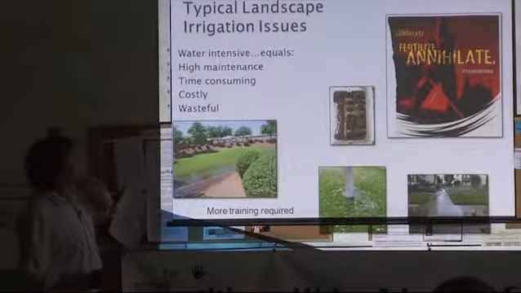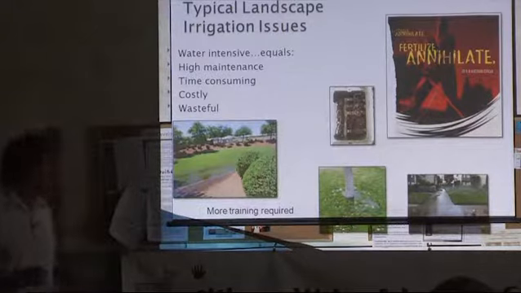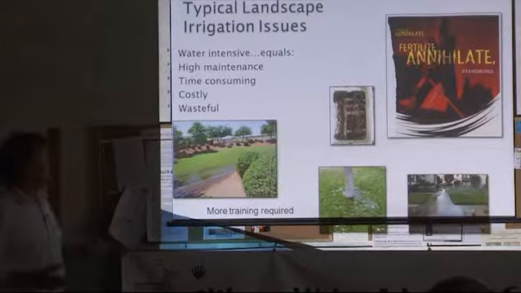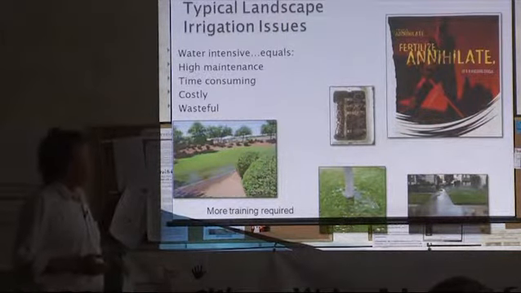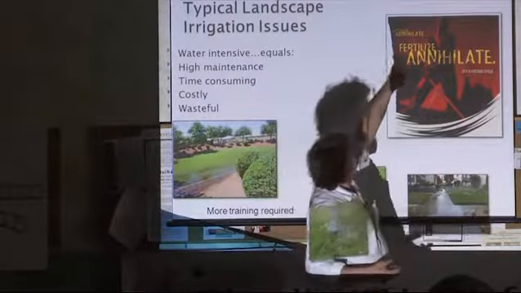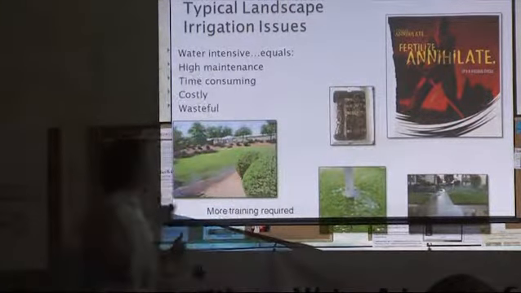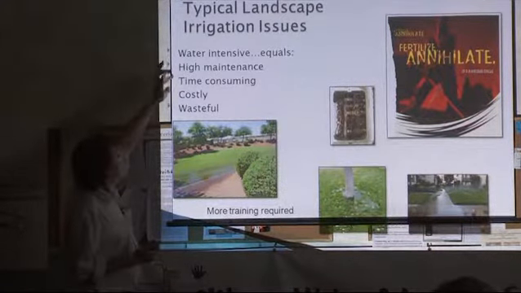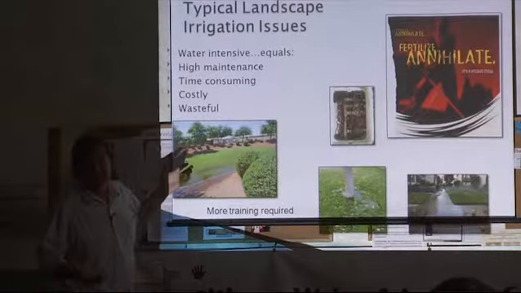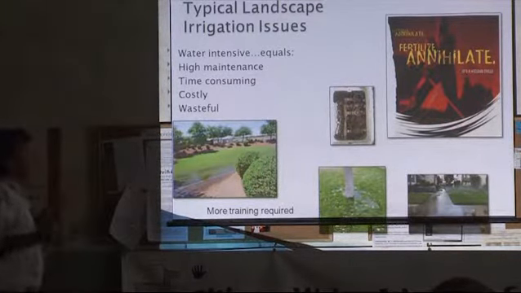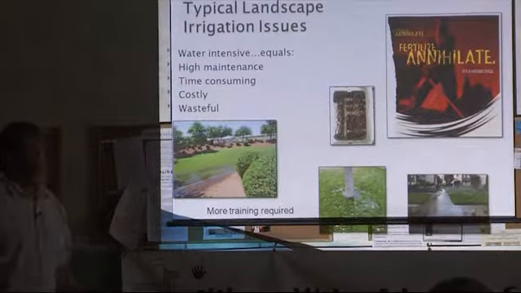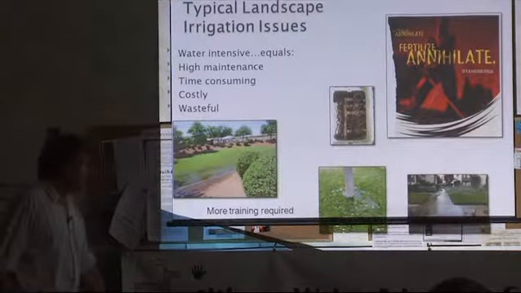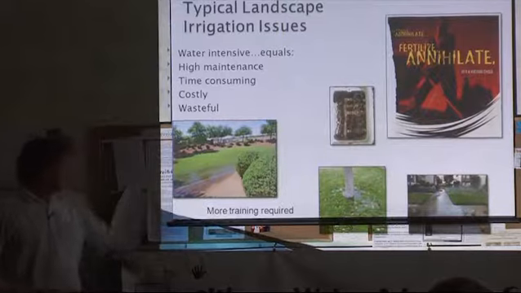Keep going. And so this is the landscape industry mentality. Even though I'm part of the landscape industry, the maintenance part of it is, I find, quite frustrating. This is out of their trade magazine: fertilize, annihilate, fertilize, annihilate, fertilize, annihilate, and water and annihilate. Water intensive, they're creating maintenance by over-irrigating. At least 50% of all landscapes I've ever seen are over-irrigated. So, wasteful, costly. That's an understatement right there.